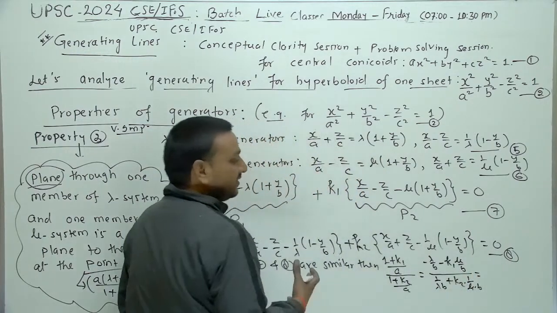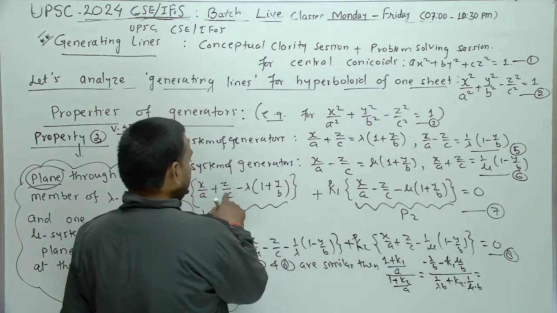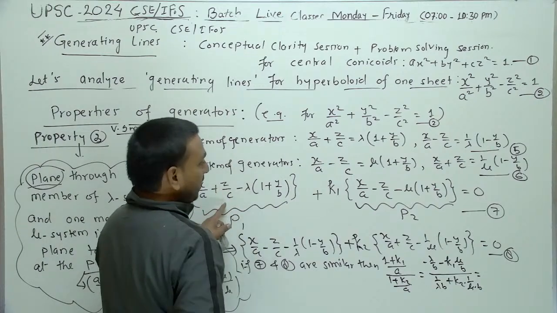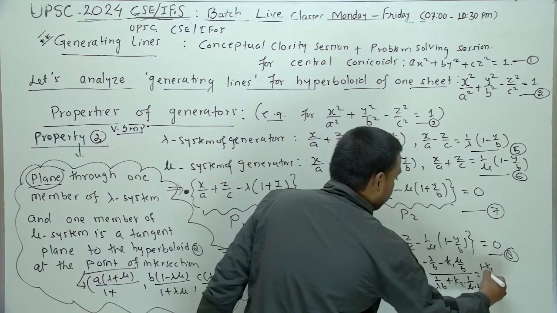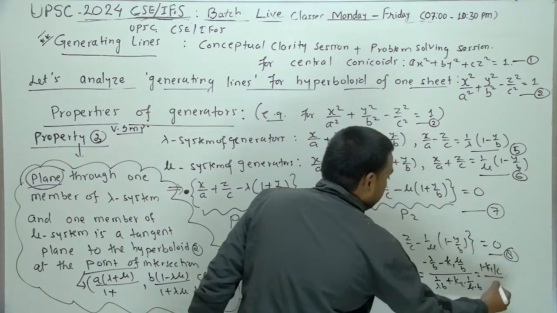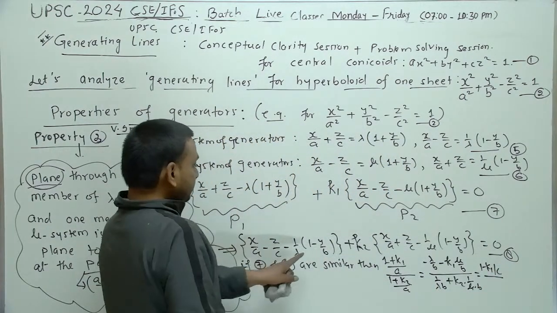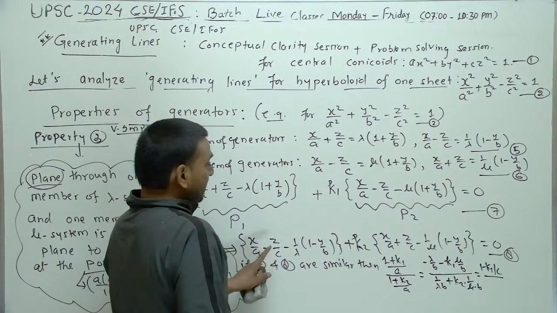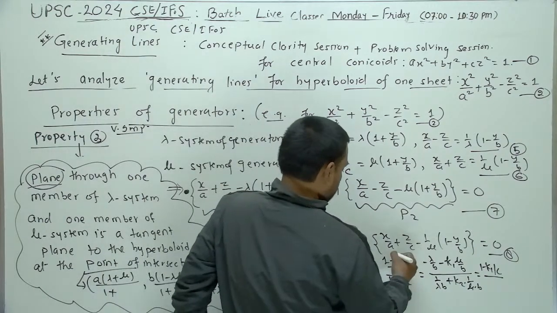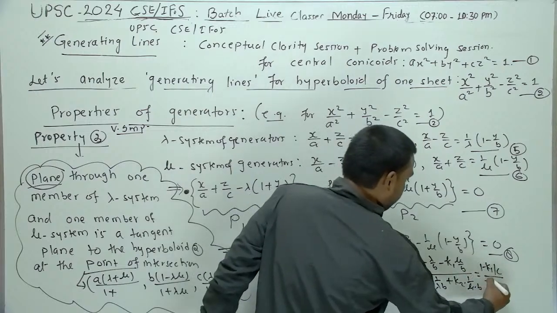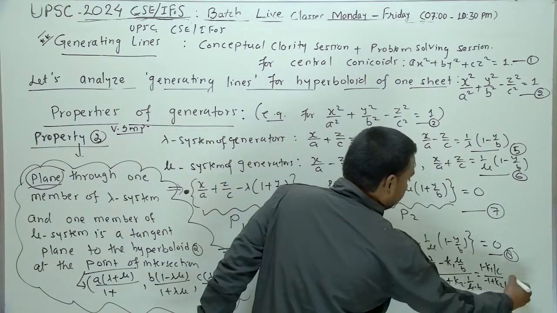Now we go for the z का coefficients. So here z का coefficient is 1 upon c. So 1 minus k1 upon c divided by. Here z का coefficient is minus 1 plus k2. Right? Minus 1 plus k2 by c.